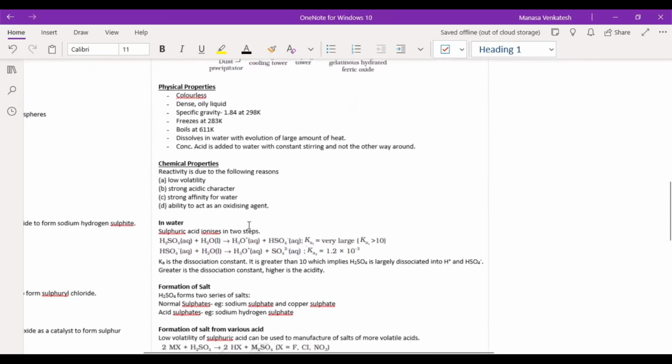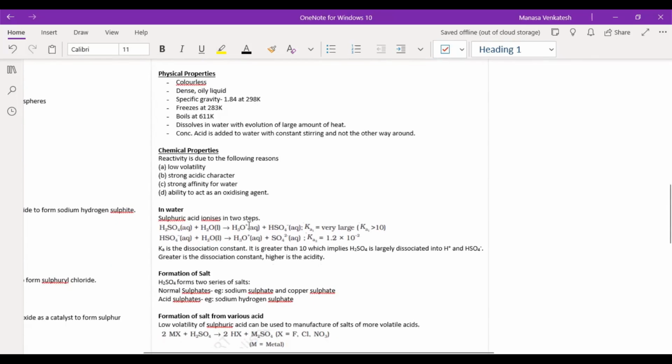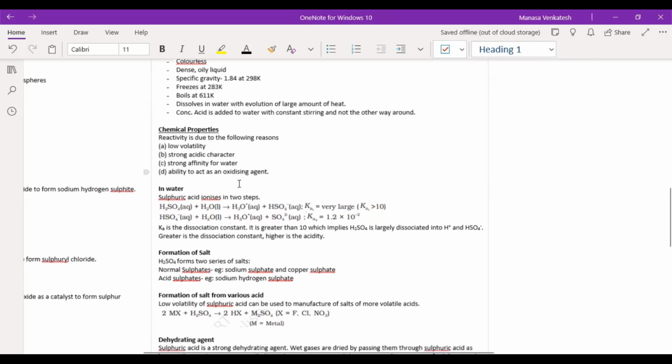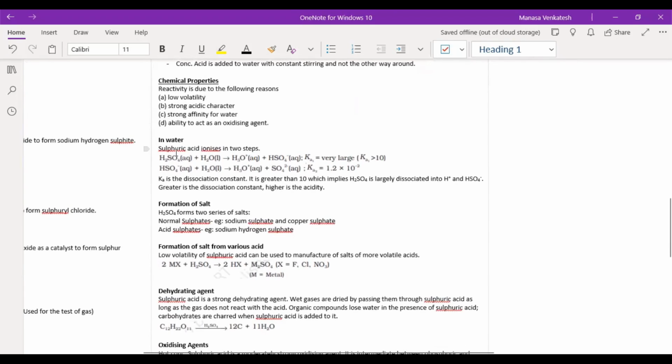So chemical properties of this: the reactivity is due to four reasons. First is low volatility, strong acidic character, strong affinity for water, and ability to act as an oxidizing agent. In water, it ionizes in two steps. And the Ka value of the first step is extremely high. This implies that it's very easy for H2SO4 to dissociate to form these two ions. And because of that, it is a highly acidic substance.